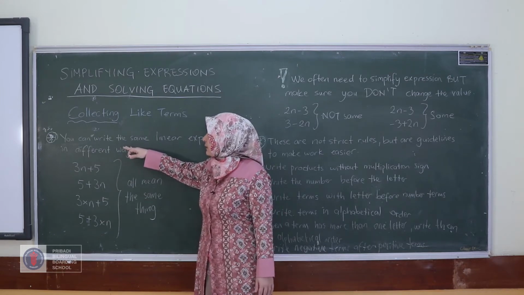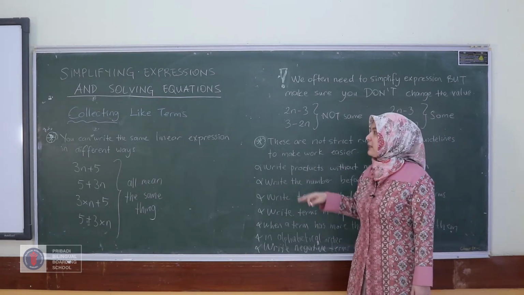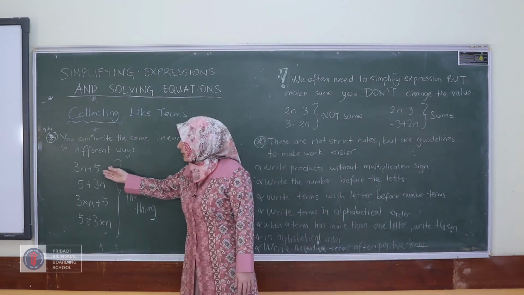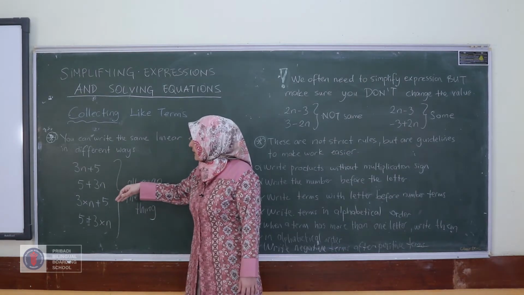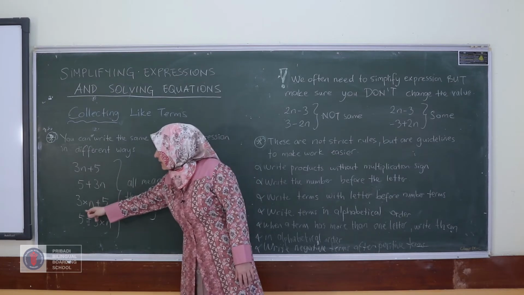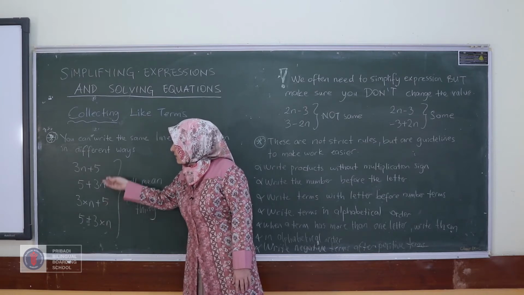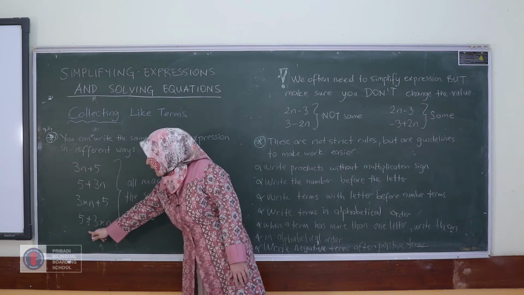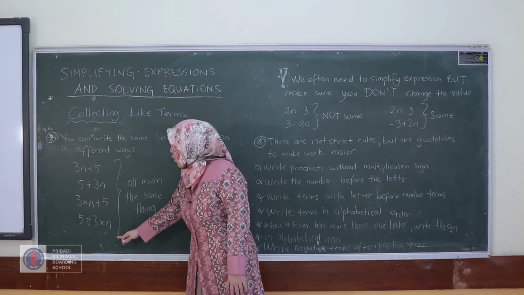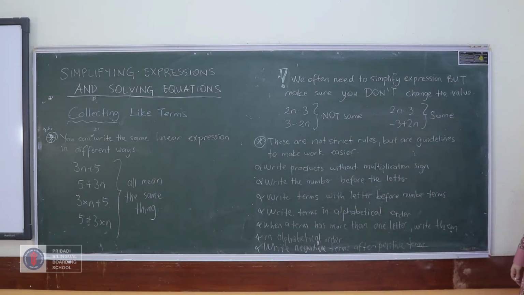The first one is this one. You can write the same linear expression in different ways. Okay? Same linear expressions, but we can write them in different ways. For example, 3n plus 5. We can write this as 5 plus 3n, or we can write this as 3 times n plus 5. And another way, we can write the same thing as 5 plus 3 times n. Okay? All these mean the same thing. Okay, let's continue from here.